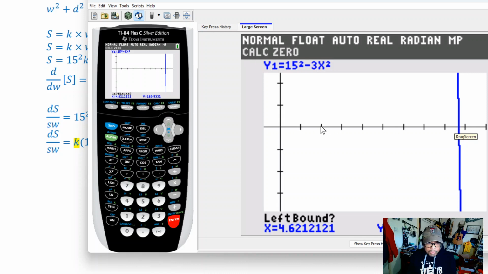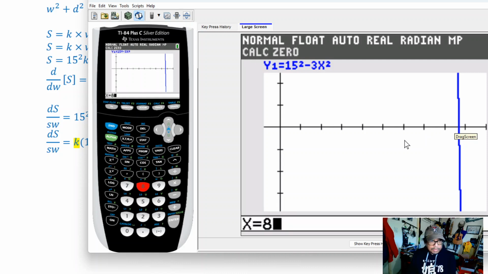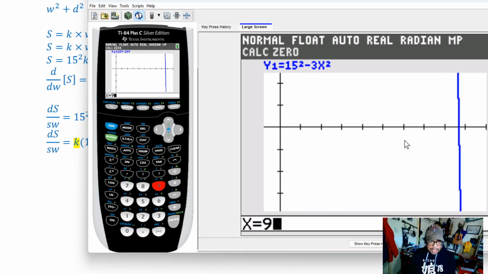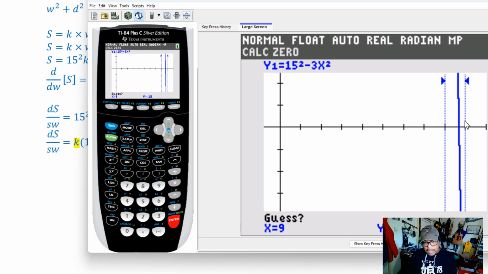See, that point is at 1, 2, 3, 4, 5, 6, 7, 8. So why don't we go at 8 for the left? So I know it's between x equals 8 and x equals 9. On this calculator, you can see that as long as we get the 0 in between these two vertical blue lines, we have ourselves our 0.